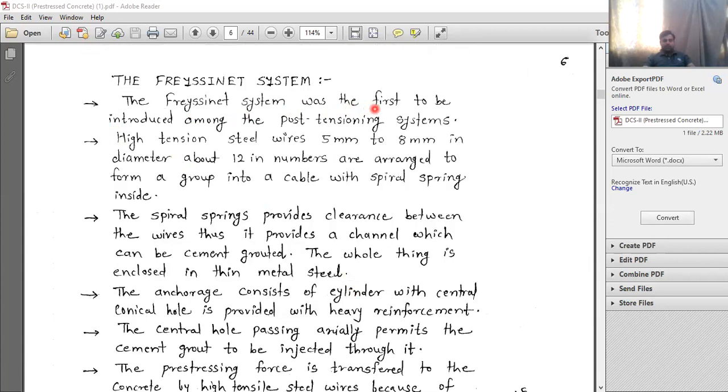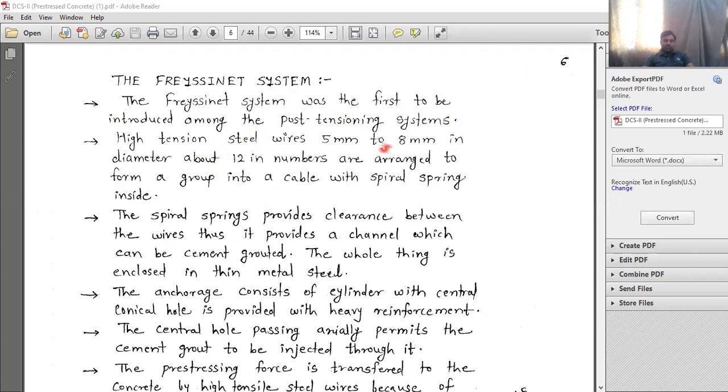The Prestressed system was the first to be introduced among the post-tension systems. This can also be asked in the MCQ. MCQ ला विचारतात बघा हे. The Prestressed system was the first to be introduced amongst the post-tension systems.